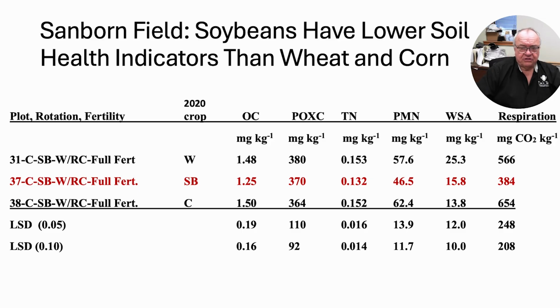And our respiration. Now, our respiration is much less in soybeans than the other two. And our respiration is an indicator of how active those soil microorganisms are. So we see that it is less with soybeans than either wheat or corn. And it could be related back to the lower nitrogen in the soil and also the lower carbon.